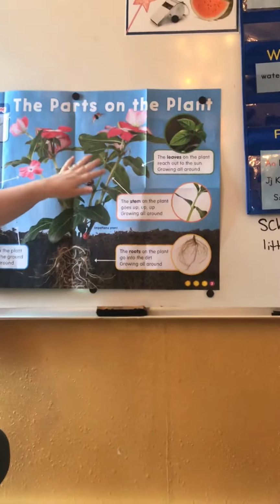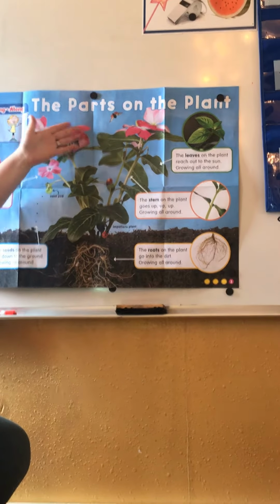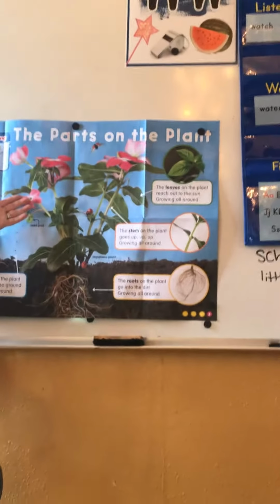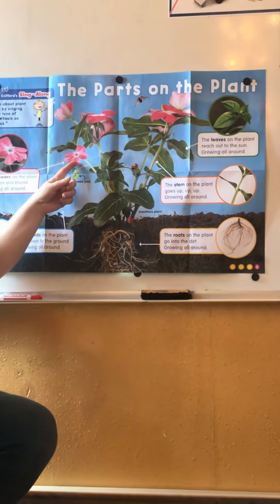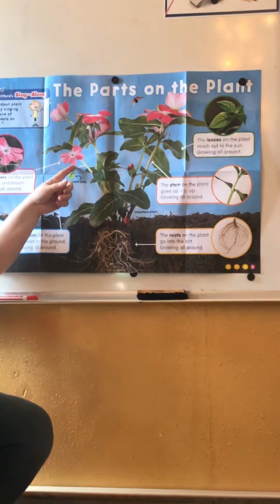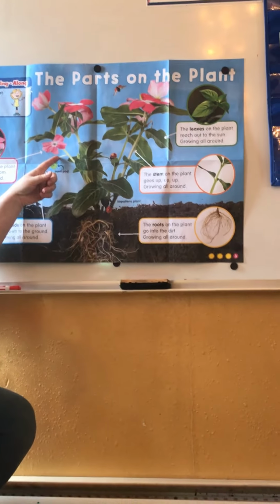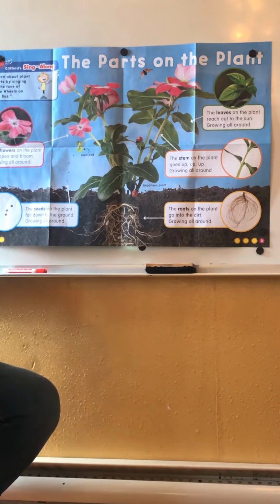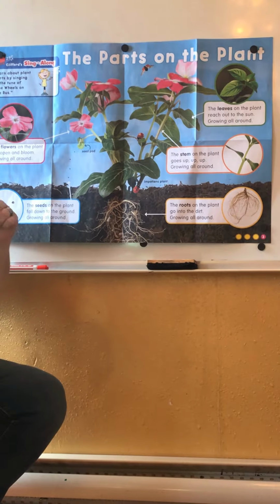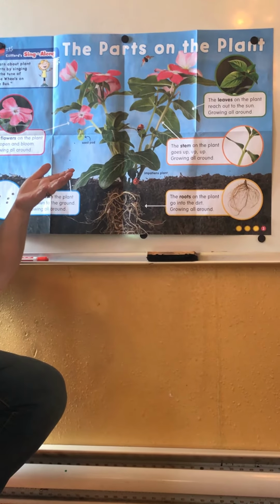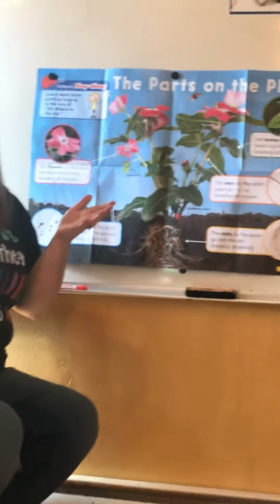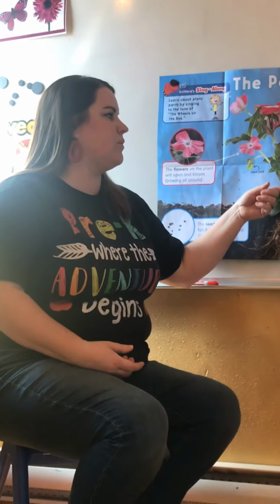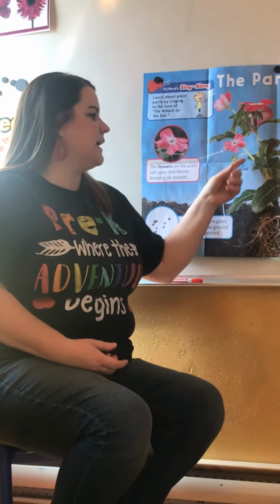Yeah. Okay. All right. And these pretty things up here are called what? Flowers. All right. Flowers, right? Now, did these flowers just come out of the ground? No. Okay, so they grew, so the stem grew up, right?